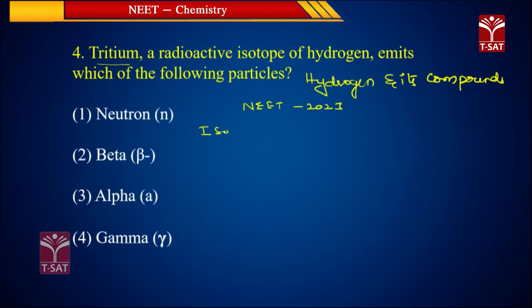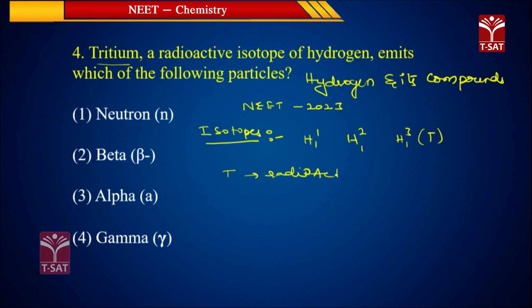isotopes. How many isotopes do you have for hydrogen? 3 isotopes. H11, which we call protium. H12 is called deuterium. H13 is tritium, which can also be represented as T. Tritium is a radioactive element which emits a beta particle. Tritium emits what particle? Beta particle.